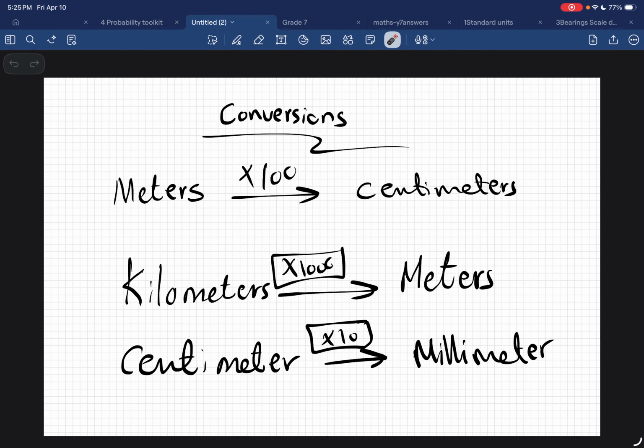Quick revision for your midterm exams for the last term in 2025-2026, guys. Year 7. Let's go. First of all, we're going to go for converting measurements.